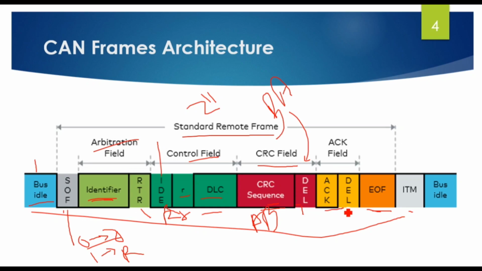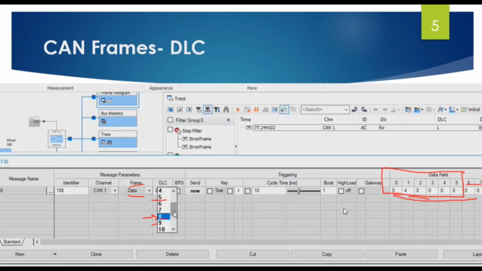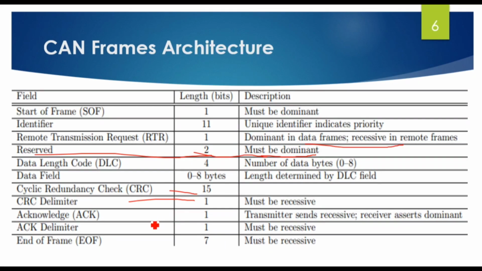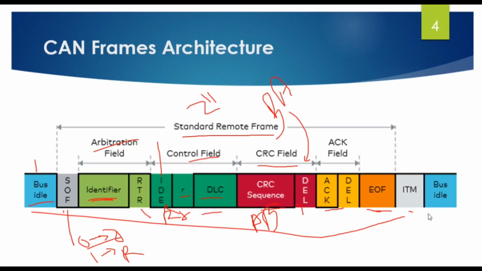Following the acknowledgement slot is the acknowledgement delimiter, a single recessive bit. The transmitter sends recessive and the receivers set dominant. So here, if the transmitter doesn't see a dominant bit in the acknowledgement slot, then there will be an acknowledgement error. And this is the acknowledgement delimiter, a single recessive bit.